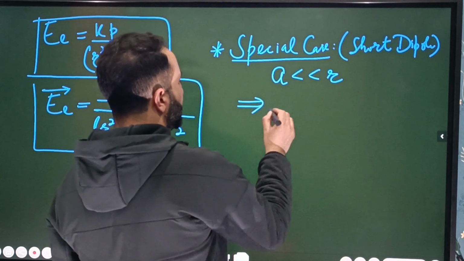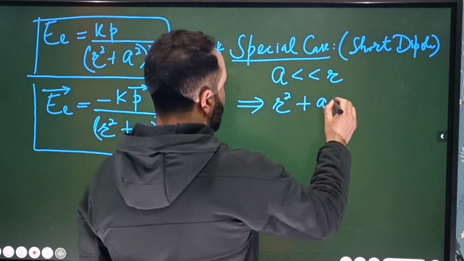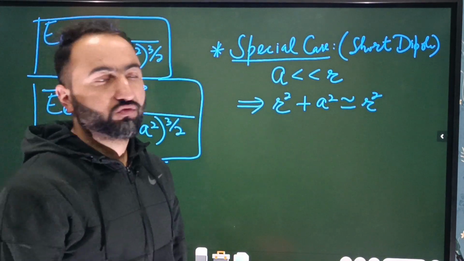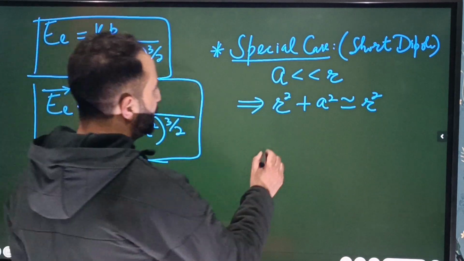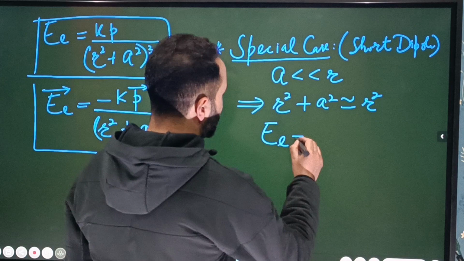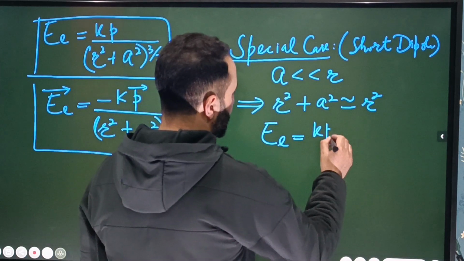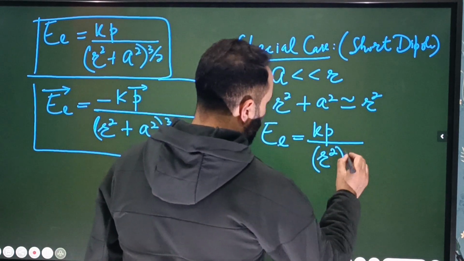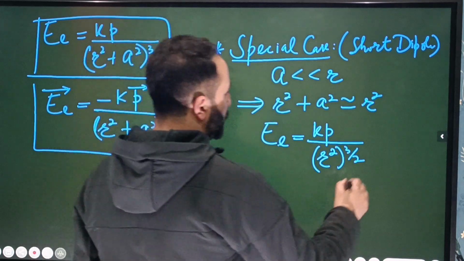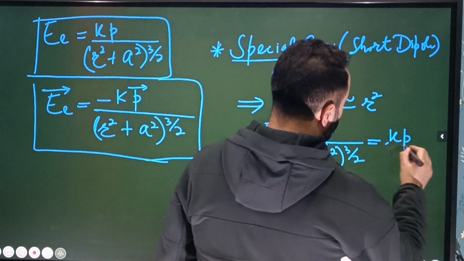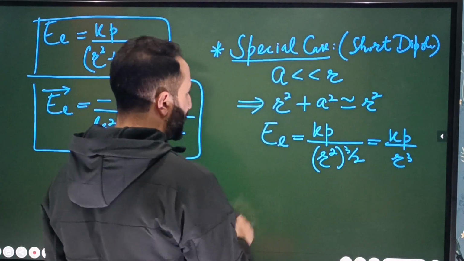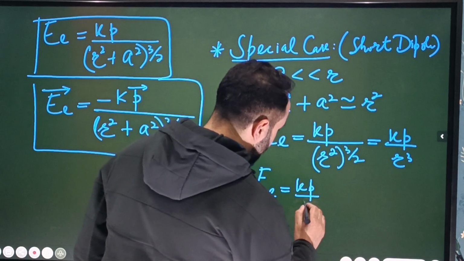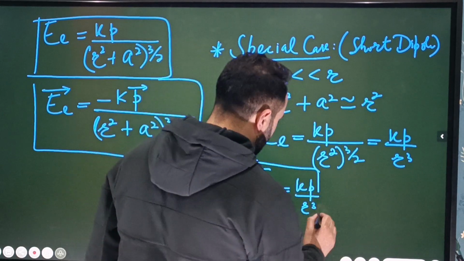So this in turn implies that r square plus a square is approximately equal to r square, because we can safely neglect the a square compared to the r square. Then this equation will become: electrostatic field on the equatorial line is equal to k multiplied by p divided by r square plus a square, which is approximately equal to r square, whole raised to the power 3 by 2. This 2 is going to cancel with 2. So what we are left with is kp divided by r cube. Okay, so electrostatic field on the equatorial line for the short dipole is equal to kp divided by r cube, and that too anti-parallel in direction.